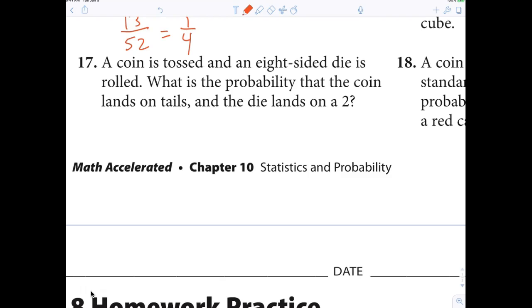Number 7. It says a coin is tossed and an 8-sided die is rolled. All right, so how many events do we have? We have 2 events. And how many numbers are on the die? 8. So how many possibilities are there? There are 16 possibilities. What is the probability that the coin lands on a tail and the die lands on a 2? Ian, what are you thinking?